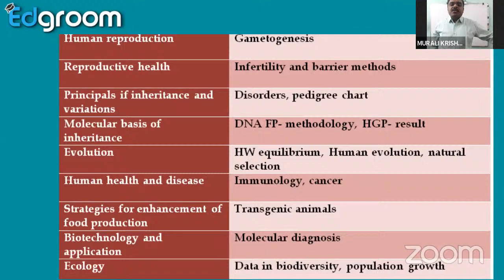And human evolution, that is having a flowchart. You have to create a human evolution flowchart, then only it can be understood properly. And natural selection, that is forces of selection, the natural selection process. Immunology, cancer, and transgenic animals, molecular diagnosis, these all require some concept before confirmation.